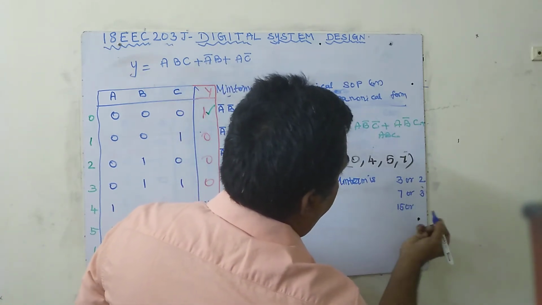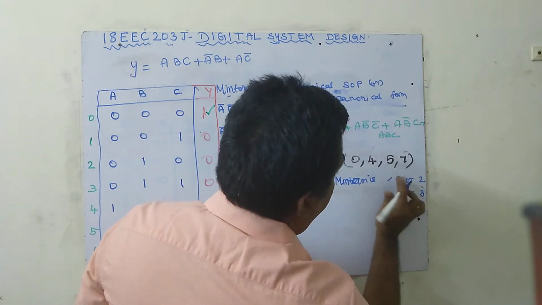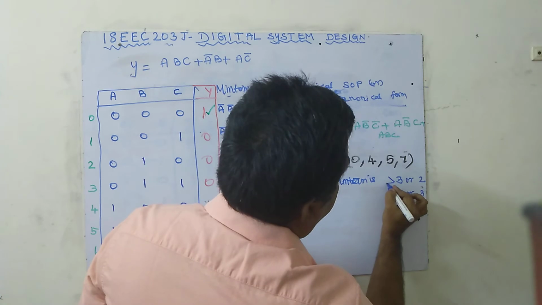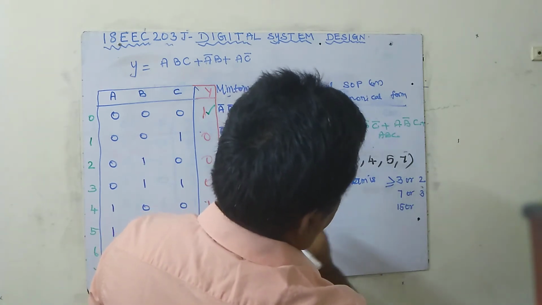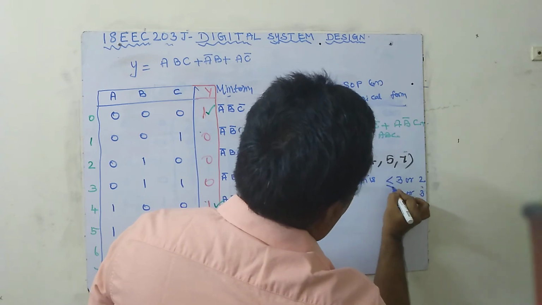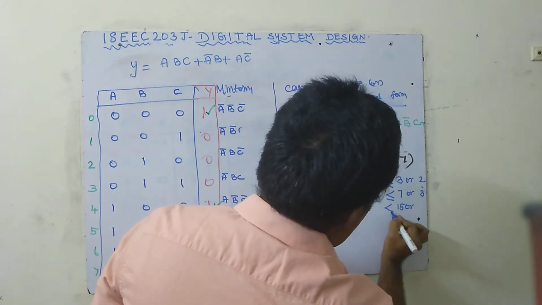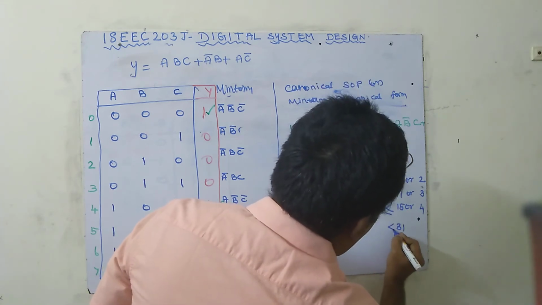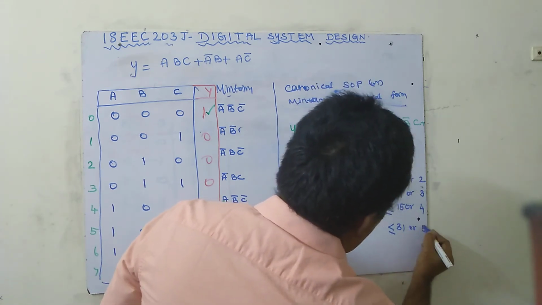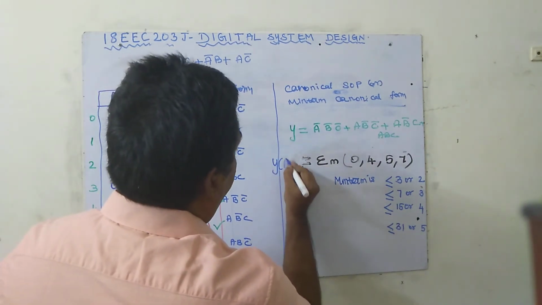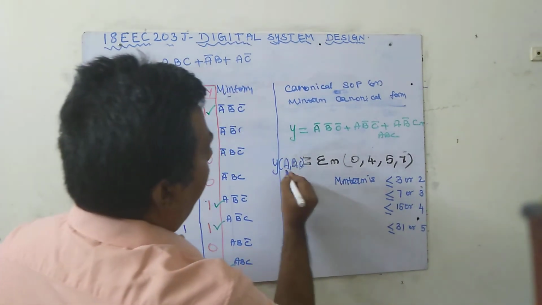If it is 15 or less than 15, it is a 4 variable problem. 31 or less than 31, it is a 5 variable problem. But normally they will give y of a comma b comma c, and easily we can identify it as a 3 variable problem.